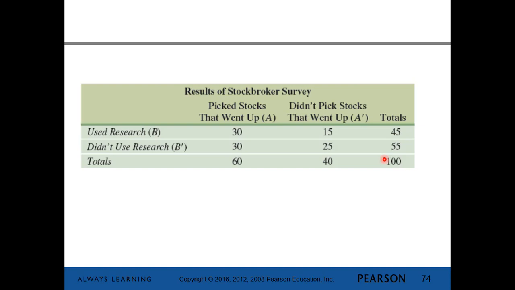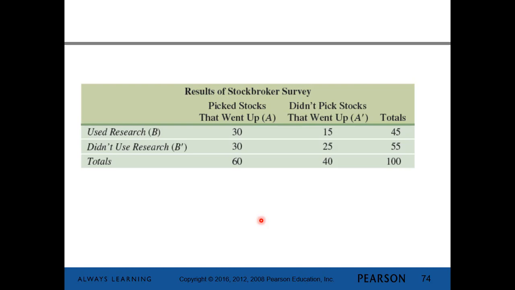Or what's the probability of A? Well, how many different ways can I get A? That would be 60 out of the total number of picks, which is 100. So it'd be 60 over 100. Well, what if I said, what's the probability of picking a stock that went up given that you didn't use research to pick it?